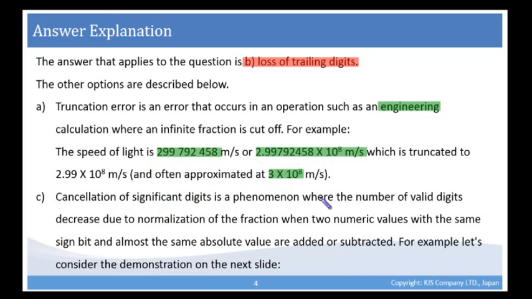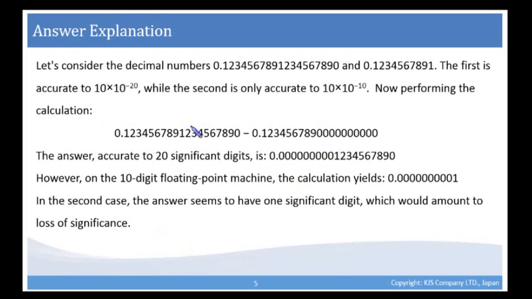This is a phenomenon where the number of valid digits decreases due to the normalization of the fraction when two numeric values with the same sign bit and almost the same absolute value are added or subtracted. So let's look at an example on the next slide, just so we can demonstrate this phenomenon, because the words are quite hard to understand here. So let's look at this cancellation of the significant figures that we had mentioned in words on the previous slides, and let's look at this in numbers so you get a better feel for it.